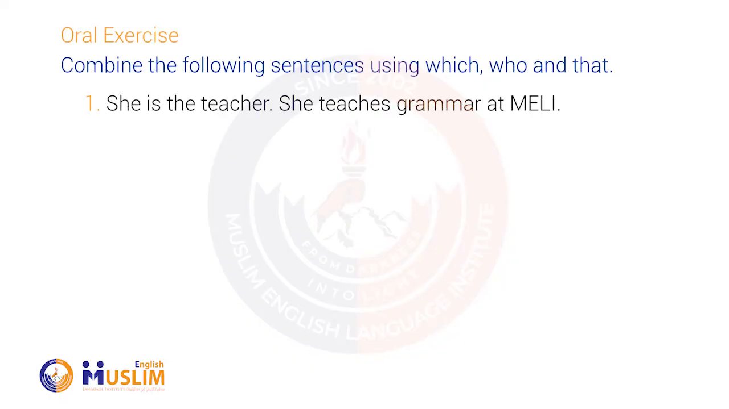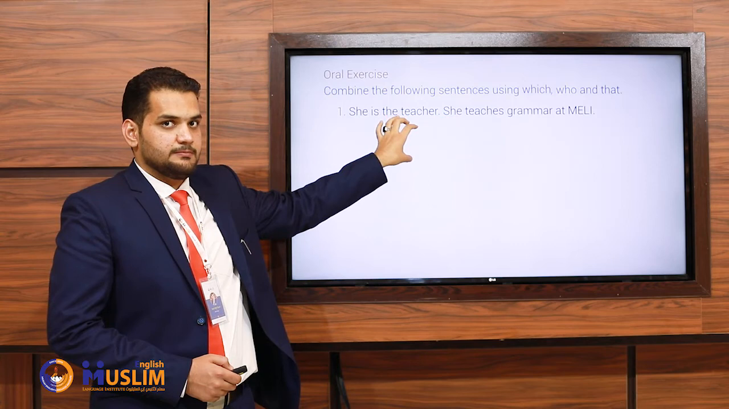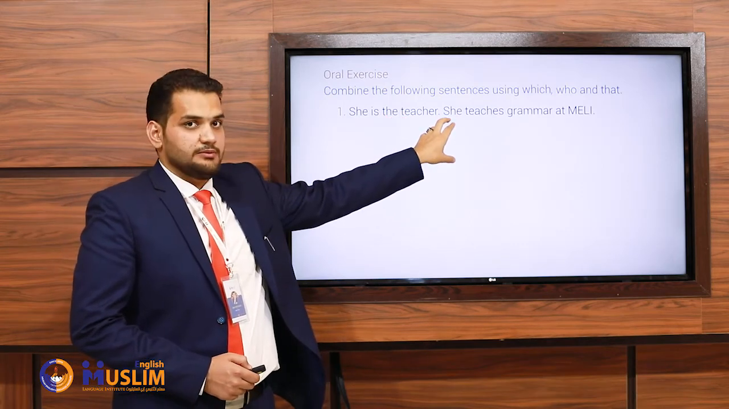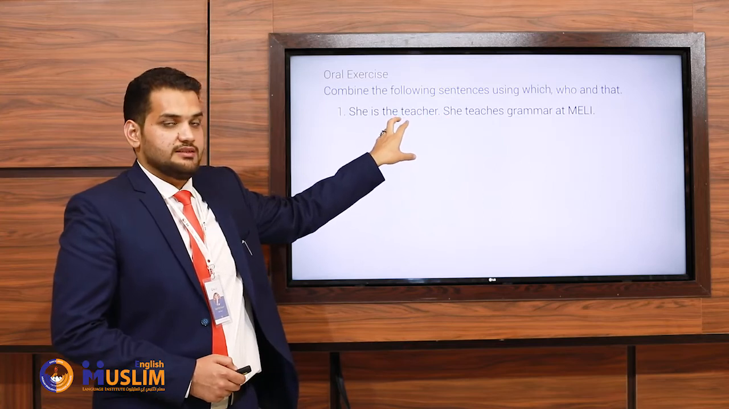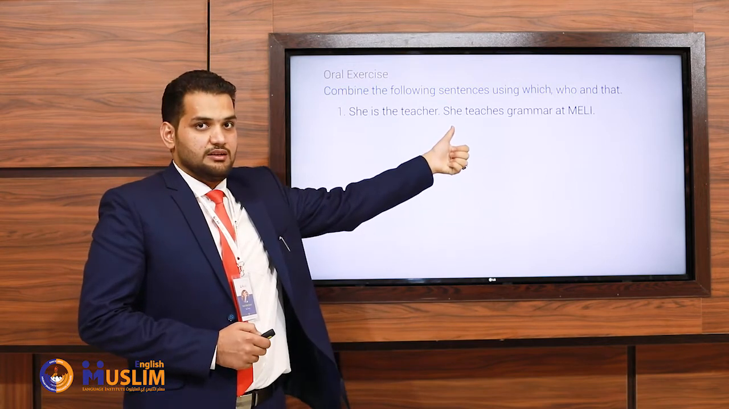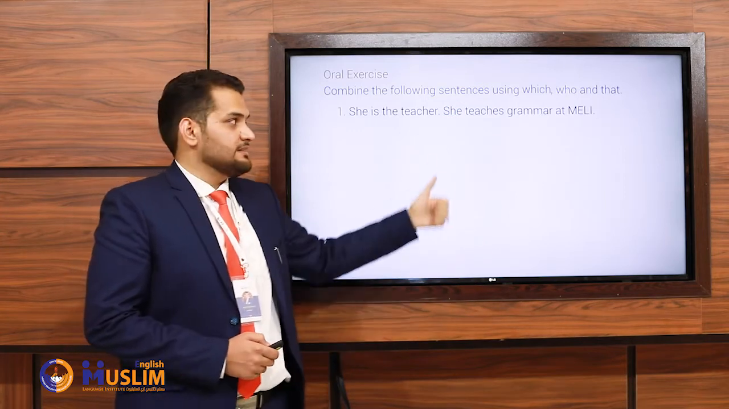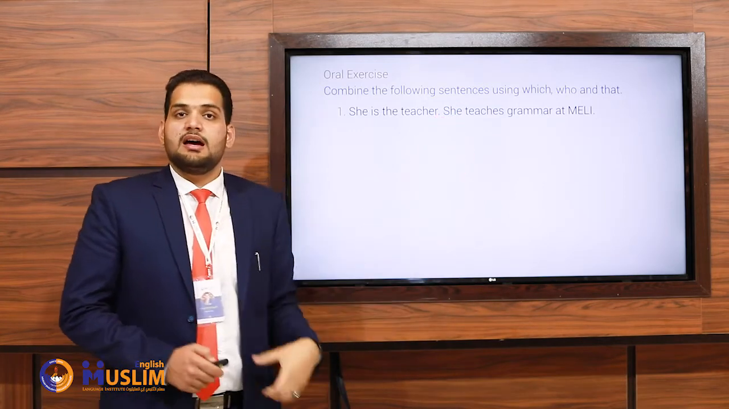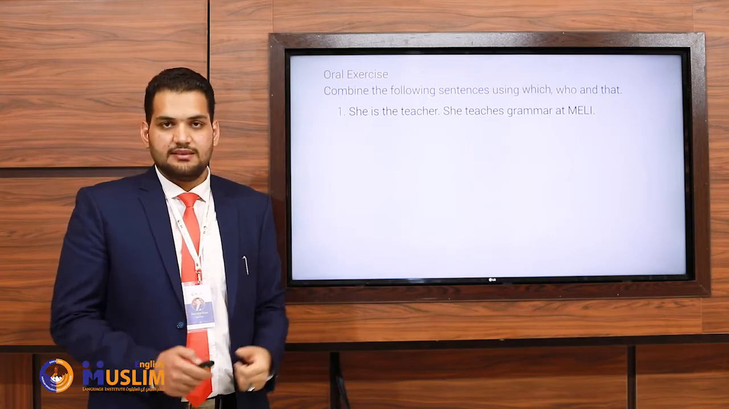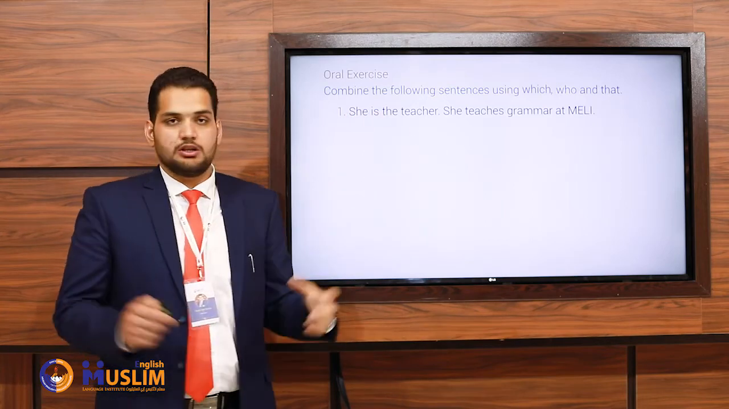Number 1, let's do it together. She is the teacher. She teaches grammar at Melly. Now find that word which has a connection with the first sentence. In simple words, the pronoun. She is talking about the teacher. And to make an adjective clause out of this sentence, you have to remove this she and use a relative pronoun. Since she is the subject, you have to use a relative pronoun that is used in subjective case, and that is who. So you can say she's the teacher who teaches grammar at Melly.